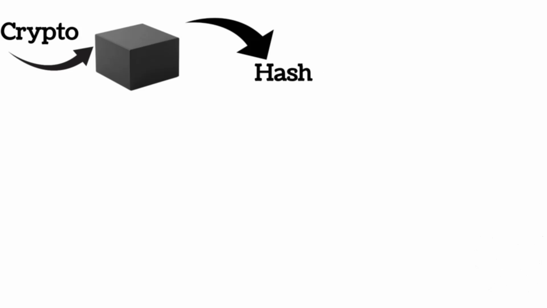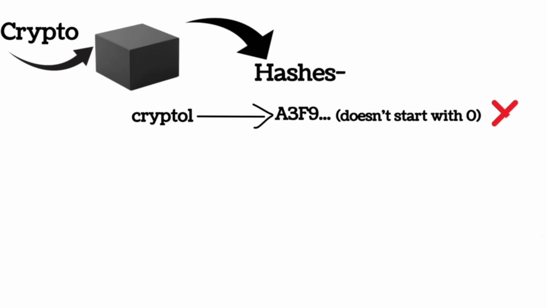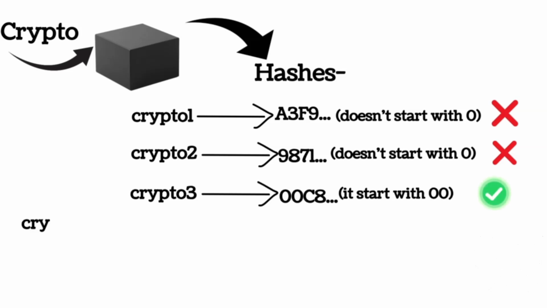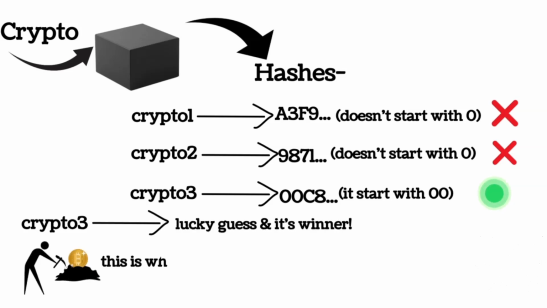Let's take an example. Imagine we are hashing the word crypto and trying different numbers. First, crypto1, whose hash is A3F9. You see, it does not start with 00. Crypto2, whose hash is 9B71. It still does not start with 00. Crypto3, whose hash is 0068. And it starts with 00, and that is a winner. So crypto3 is the lucky guess.